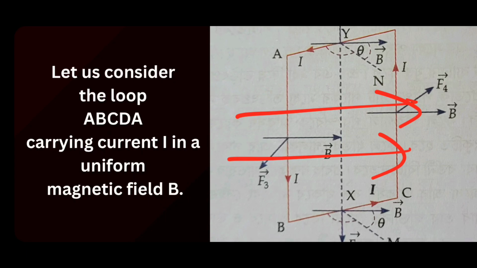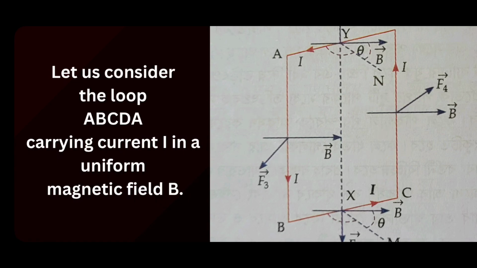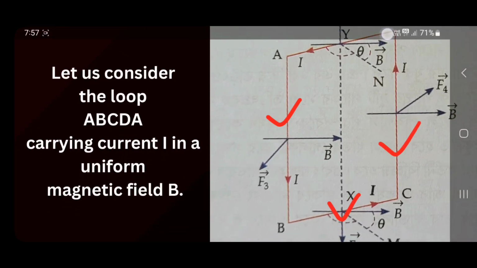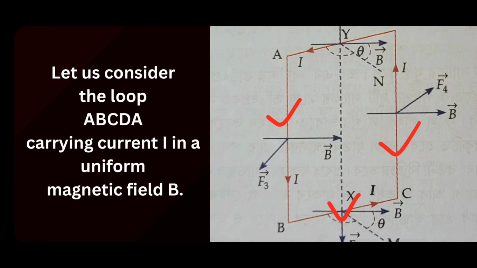Now, what will happen to this loop? I mean to say, what is the force on the four sides of this loop AB, BC, CD and DA. So let us calculate this force on the four sides of this loop.